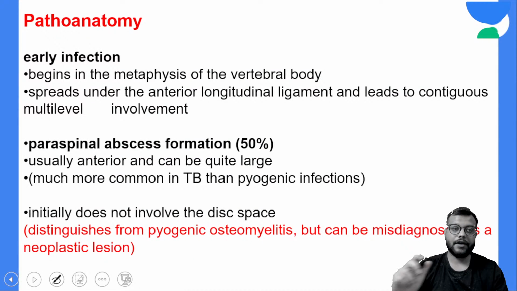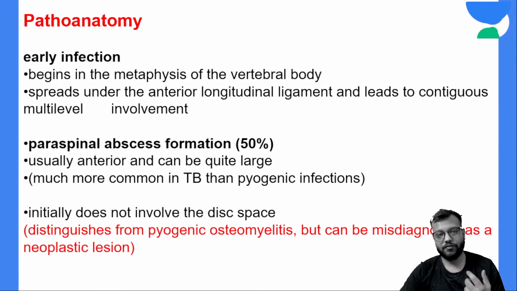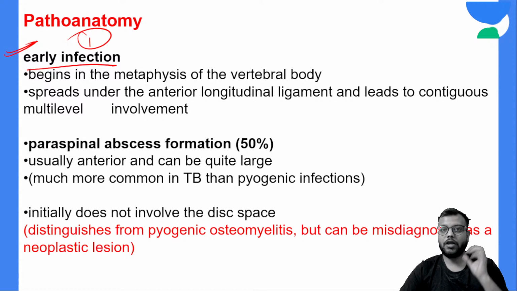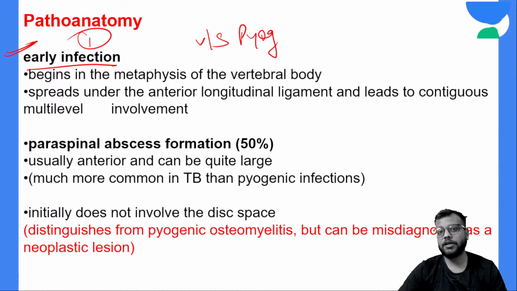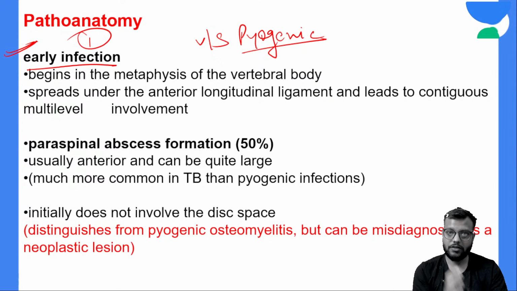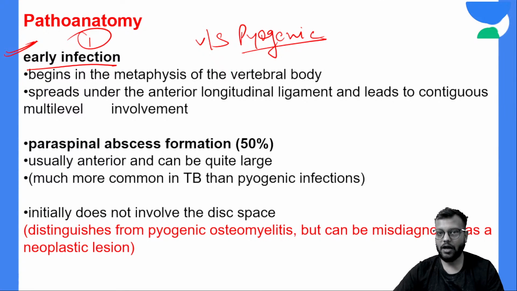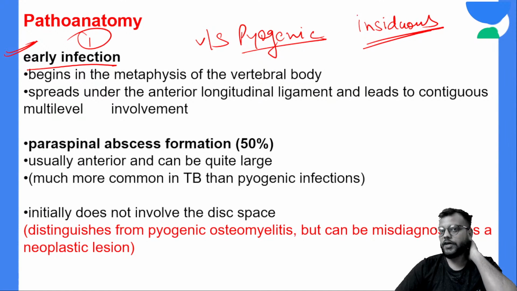Okay, now in pathoanatomy there can be two types of infection. First is early infection and second is late infection. Early infection you can differentiate from pyogenic osteomyelitis of the vertebral column, or pyogenic infection of the vertebral column. How? First of all, in tuberculosis the onset will be insidious as compared to the pyogenic infection, and in tuberculosis the disc will not be involved in case of early infection.